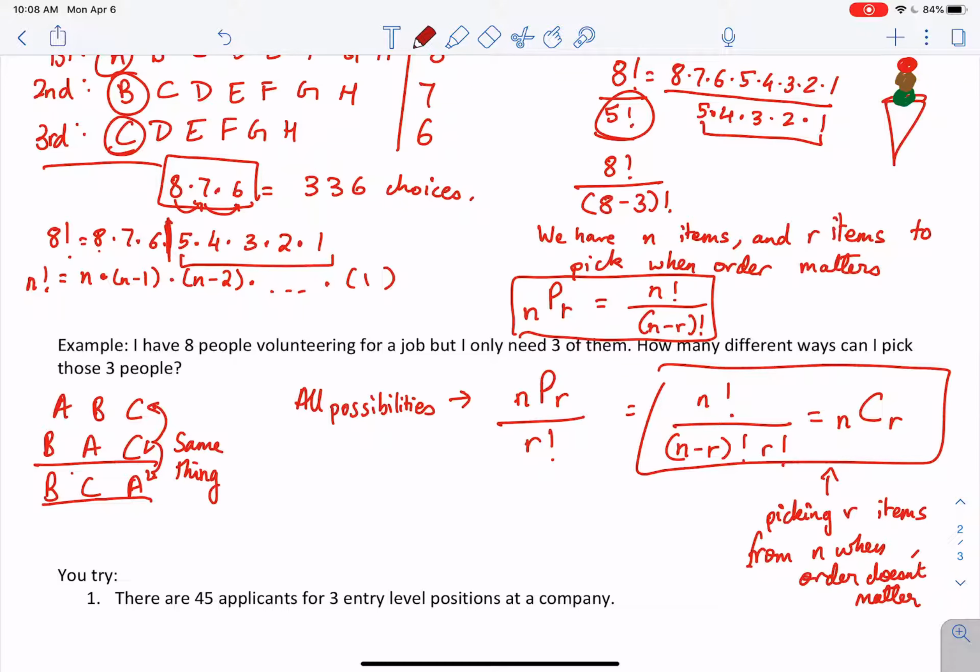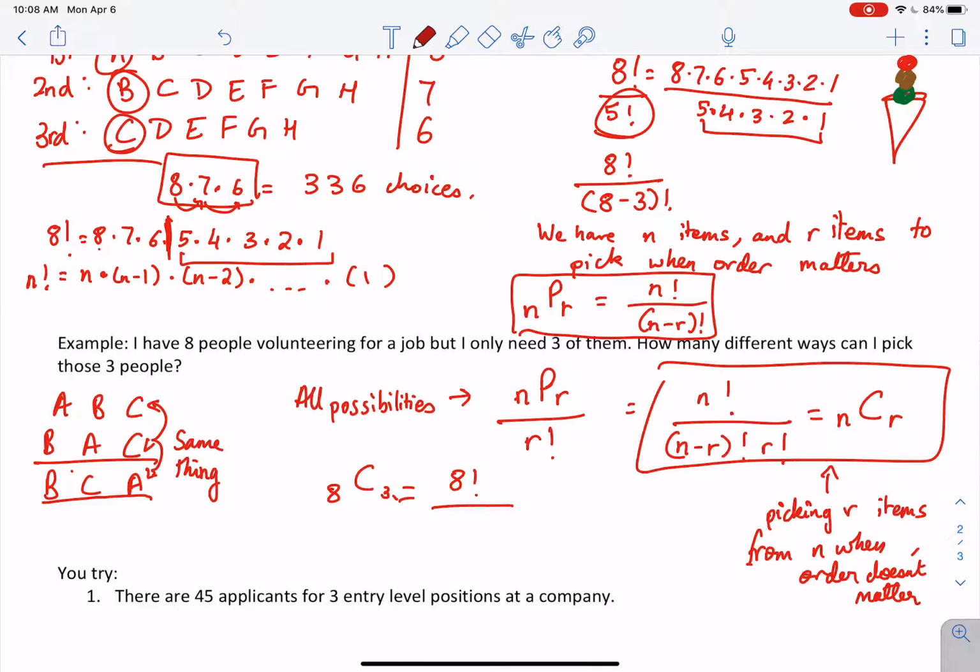So in this case, I have the 8 people volunteering for the job, but I only need 3, so I need 8 choosing 3 people. So 8 combination with 3. And so I would do 8 factorial divided by 5 factorial times 3 factorial. And so that would be 8 times 7 times 6 times 5 factorial over 5 factorial times 3 times 2 times 1. The 5 factorials will cancel. And then 3 times 2 is 6, so that cancels. 8 times 7 is 56. So now I have 56 ways to do this.